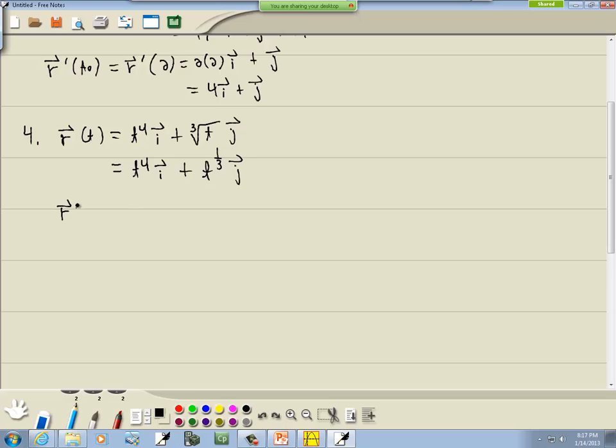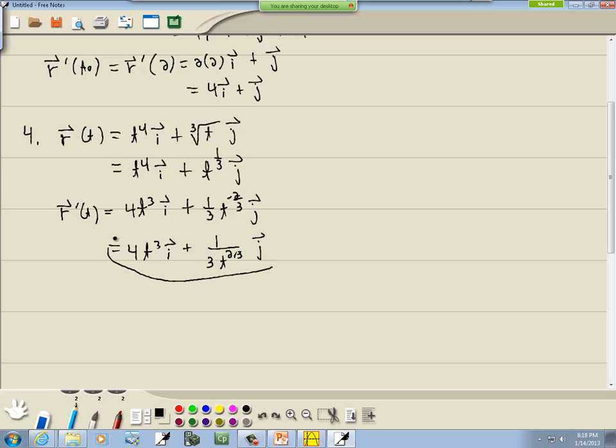So for our derivative, take your power, put it out in front, lower it by 1. So this is 4t to the 3rd i plus 1/3 t, lower that by 1. So 1/3 minus 1 gives us negative 2/3 j. That gives us 4t to the 3rd i. And I'll take the t to the negative 2/3 down to the denominator. So that's plus 1 over 3t to the 2/3 j. And that's our derivative.